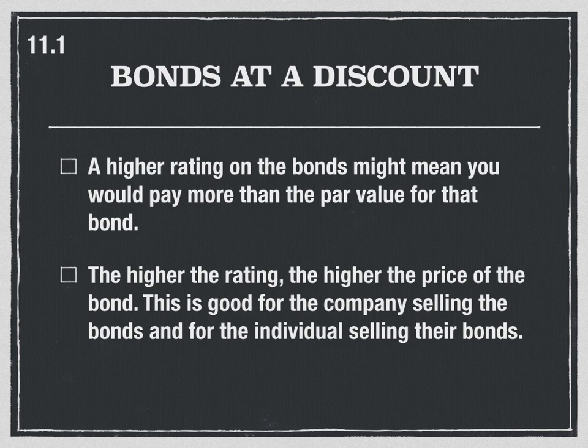In other words, for $1,000 par, you might have to pay $1,100. Why? Because of the higher rating of the company. Okay, the higher the rating, the higher the price of the bond, and that's great for the company selling these bonds. That means they get more investment for the bonds that they're selling. It's also great for someone who has already bought bonds with that company. If their bond rating goes up, that means the value of their bonds also goes up. So that's good.